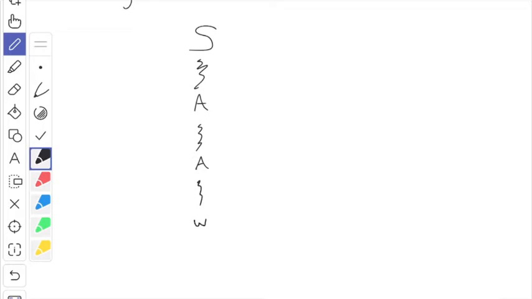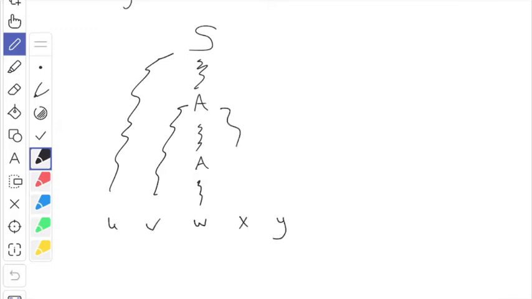And this is the scenario in which you can do the pumping. Now, in such a tree, W is not going to be the only part of the string at the end. Each part of this tree is also going to produce other parts of the string. So I'm going to try and indicate that like this. I'm going to write U, V, W, X, Y here. So I'm trying to indicate the entire string at the bottom here.